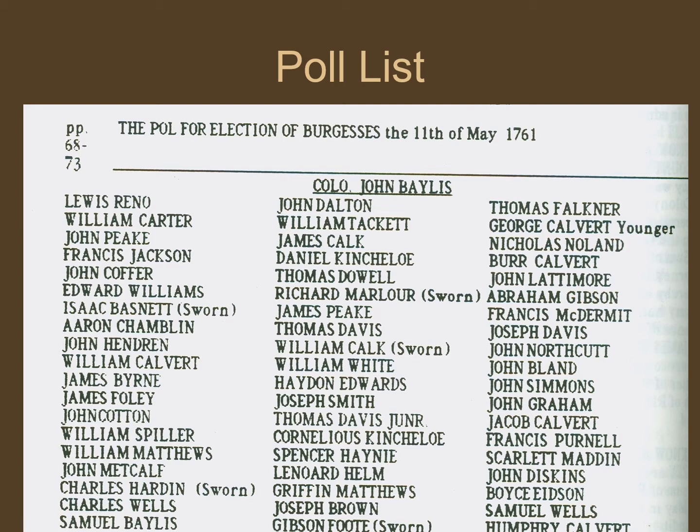Here is a poll or voters list for the election of burgesses in 1761. These lists are usually found in deed books. There was no secret ballot in those days. Everyone on this page voted for Colonel John Bayliss.